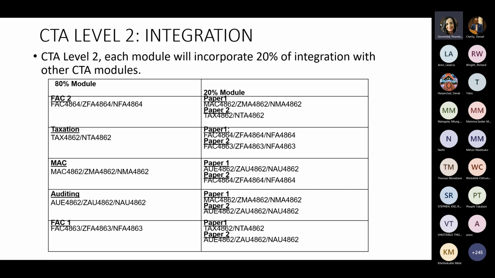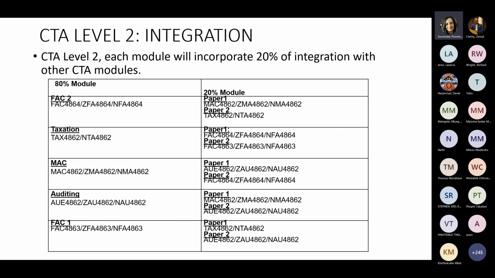Now, colleagues, I'm going to move on to another very important principle with the College of Accounting Science, and that is the concept of integration. For CTA level 2, each module will incorporate 20% of integration with the other CTA modules. In other words, 80% of the content is from the module itself, and the lecturers have been very kind to indicate which modules are going to be integrated in your exams. As you can see, the 20% of integration will come from these modules as indicated in your timetable as well.